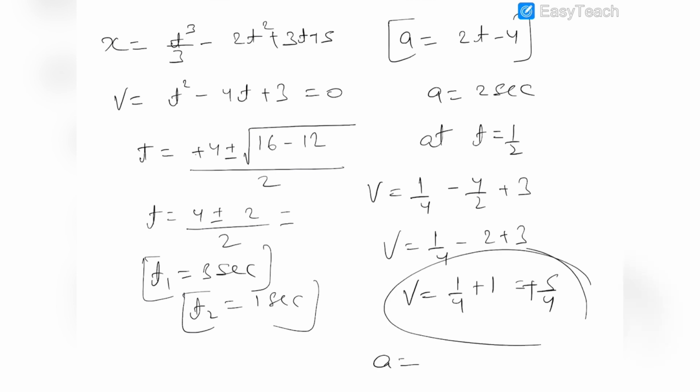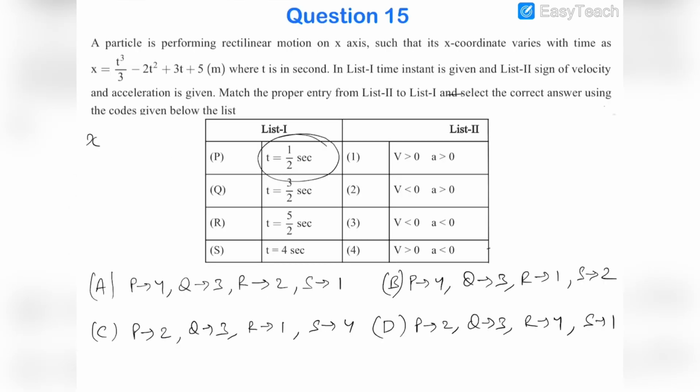So it would be 5 by 4, which is positive. And a would be 2 into 1 by 2 minus 4, so this is minus 3. So a is negative. So we can say that at half second v is positive and a is negative. So v is greater than 0 and a is less than 0. So the correct matching for option P is 4. So these 2 options are incorrect. Now we can match option R, and we would be getting the correct one.